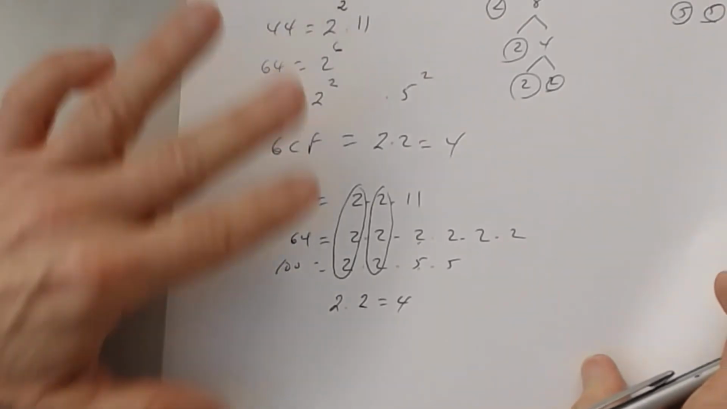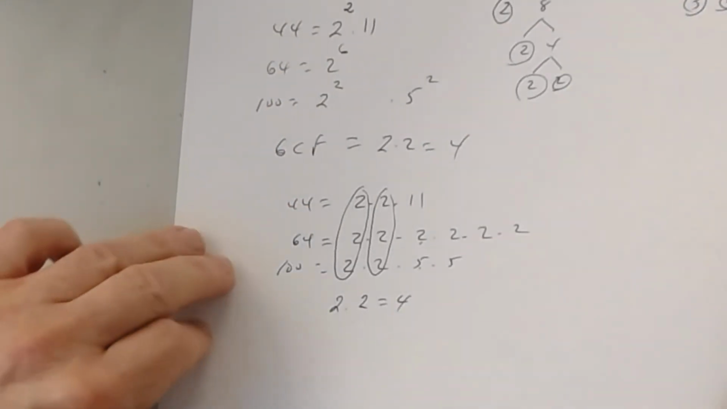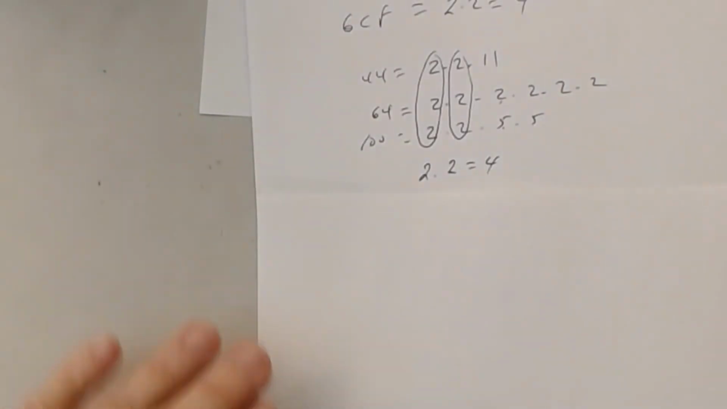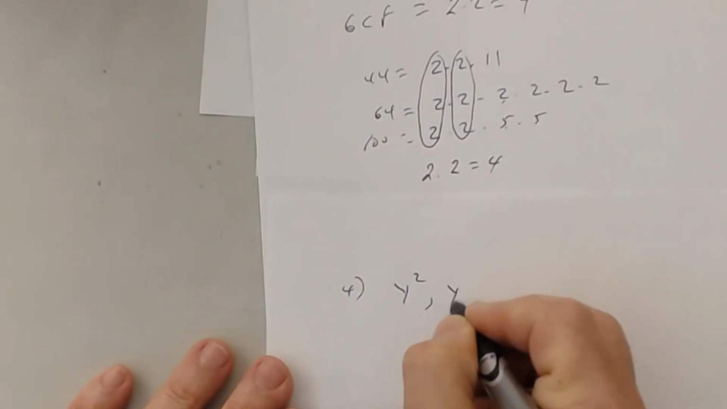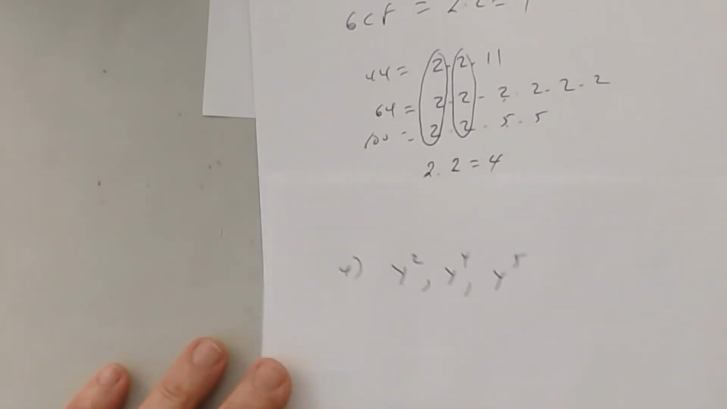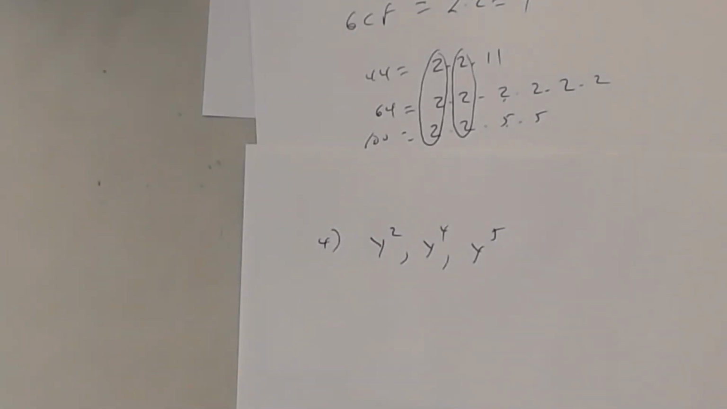All right. Now, use that idea with this now, and I think you can do this. Number 4. y squared, y to the 4th, y to the 5th. I know y'all can tell me the GCF of those 3 expressions. y squared.